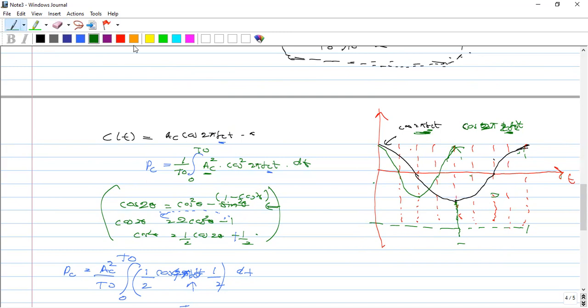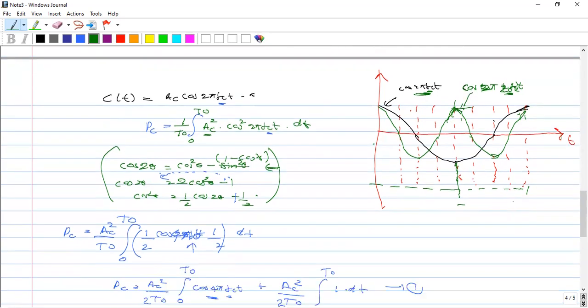Like this. And here, this is one cycle. And this is another cycle. Okay, so we have two cycles. This is the first cycle from here to here, and the second cycle from here to here. So here we have cos 2πfct. Now we have to integrate.